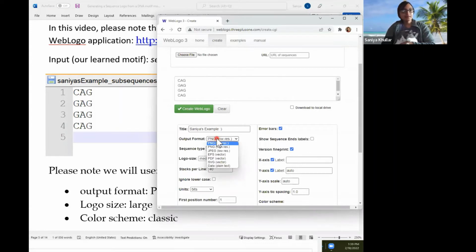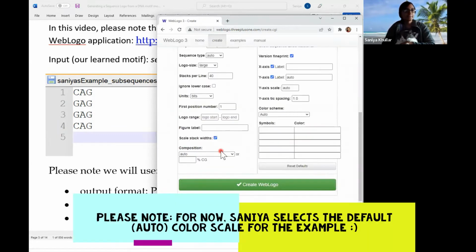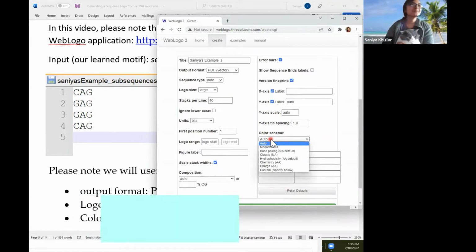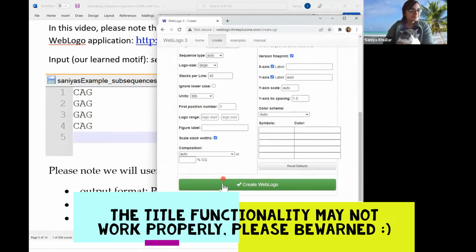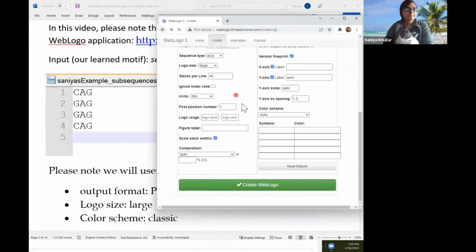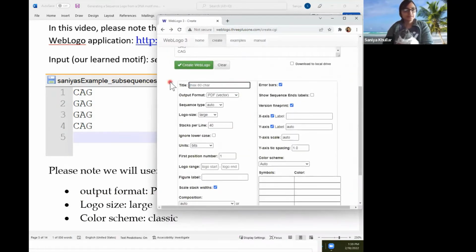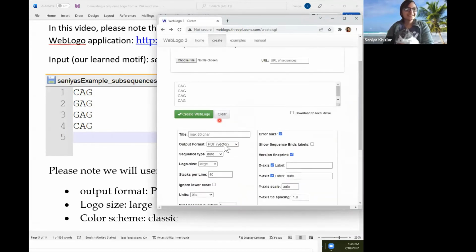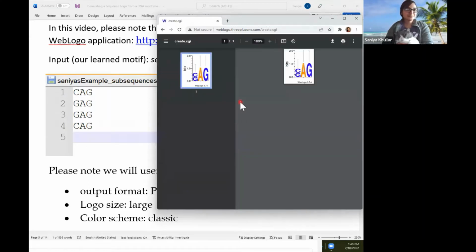Then we can make it a PDF, something of higher resolution. This is how we'd make it a PDF, for instance. And logo size, let's make it large. Color scheme is auto, but there are other types that you could look at. So let's create the web logo. Actually, maybe just don't put a title in right now, I could mess things up. So we can just create the web logo here.